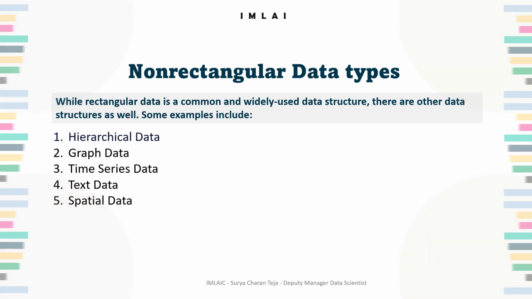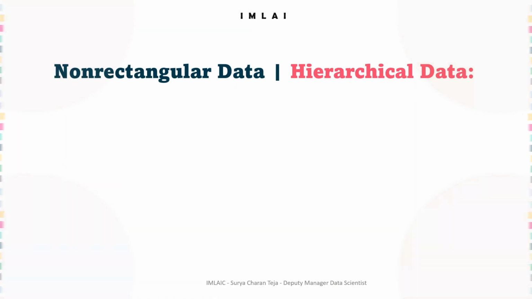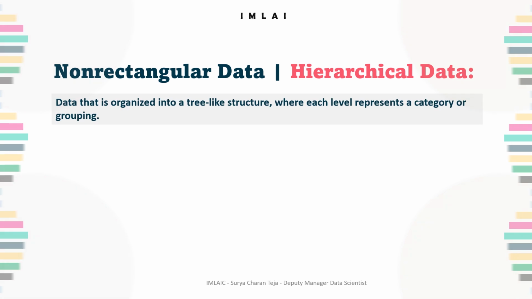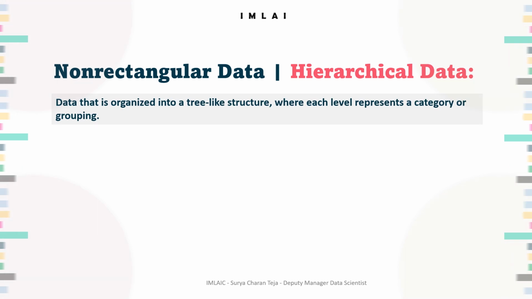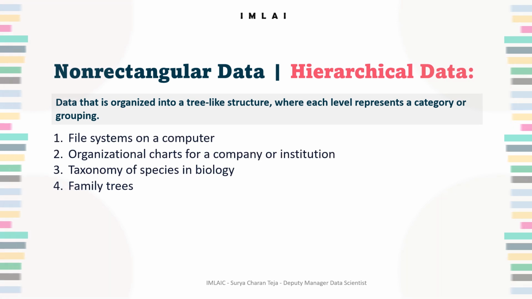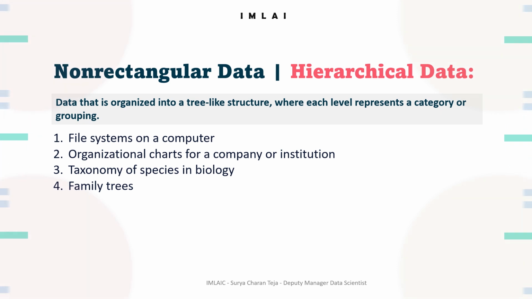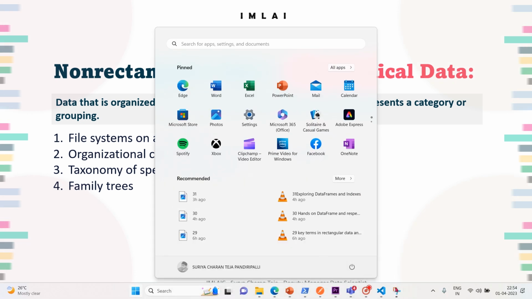Now let's begin with hierarchical data, hierarchical non-rectangular data. Hierarchical data is data organized into a tree-like structure where each level represents a category or grouping. Examples include file systems, organizational charts, family trees, and the taxonomy of species in biology. Let's look into each of them one by one, because understanding them is very vital.